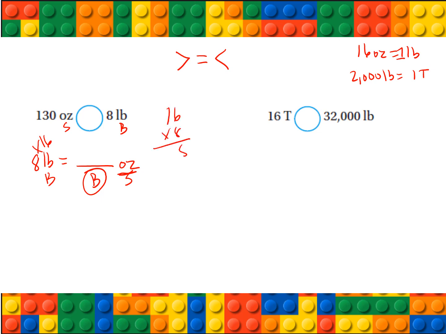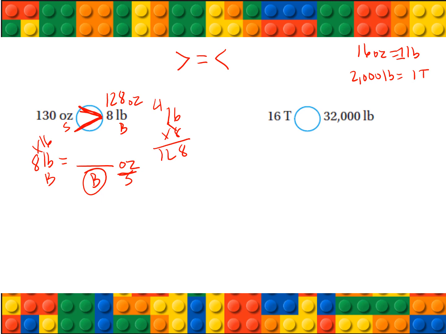8 times 6 is 48. 8 times 1 is 8, plus 4 is 12. So 8 pounds is 128 ounces. So 130 ounces is larger than or greater than 128 ounces. All right.